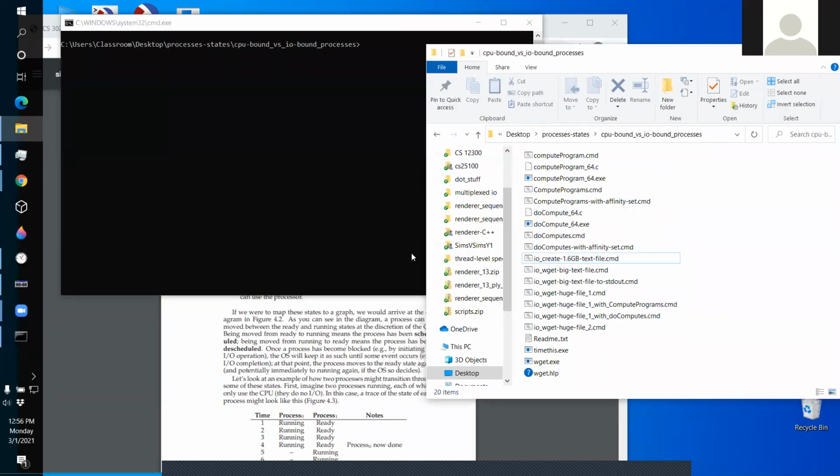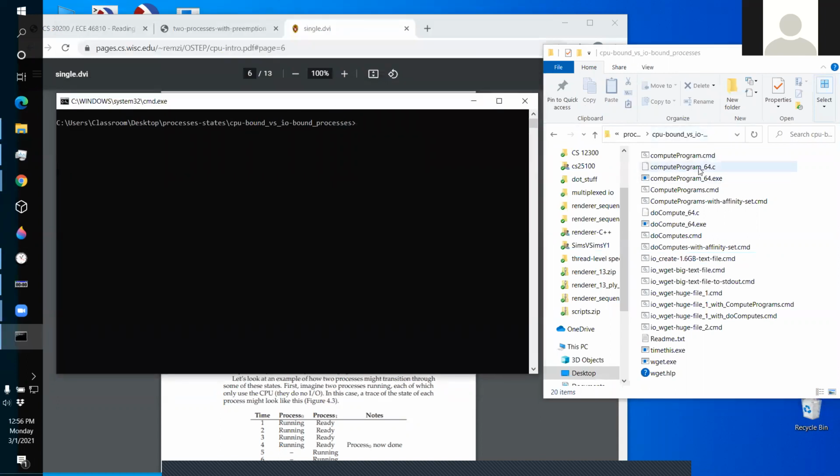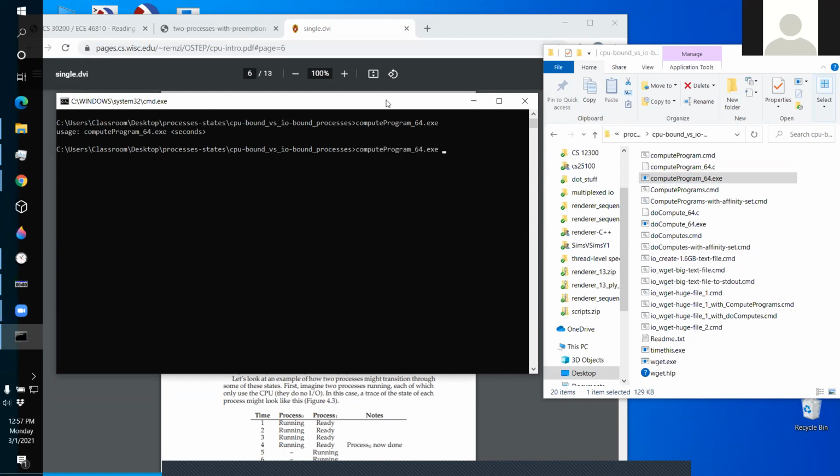Remember I showed you this program the other day. If you just run it, there's the program. It tells you that you need to give it a command line argument. You need to tell it how many seconds to run. So I'm going to tell it to run 10 seconds.